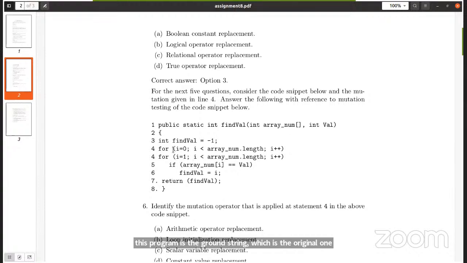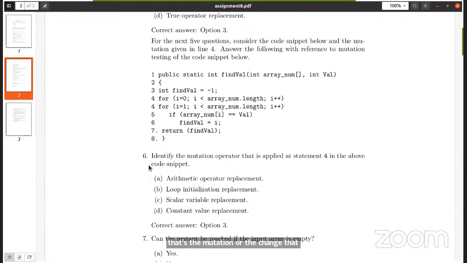What is the change that we've made? If you look at the first line number 4, it starts the array indexing with 0. If you look at the second line number 4, it starts the array indexing with 1. So that's the mutation, or the change, that I have made. Question number 6 asks you to identify the mutation operator that is applied at statement number 4. What was I equal to 0, I changed to I equal to 1. That's the change I've applied.